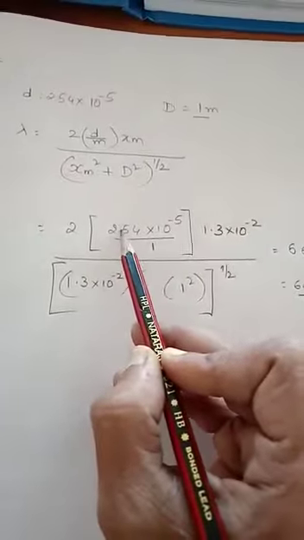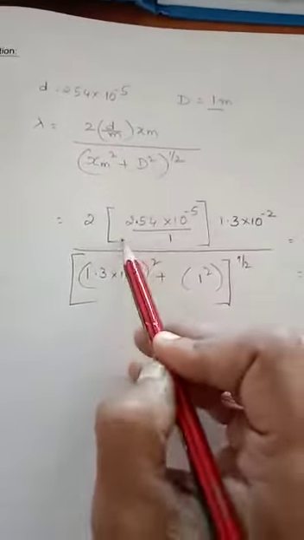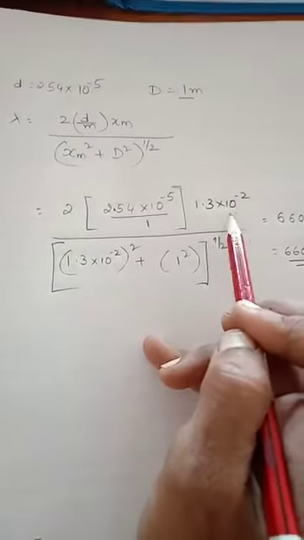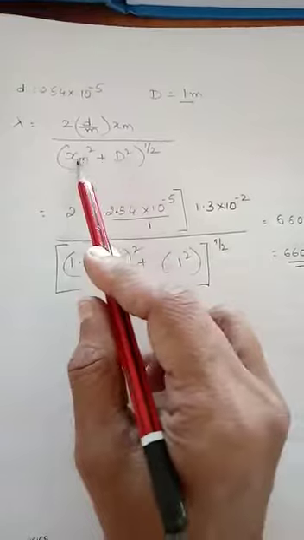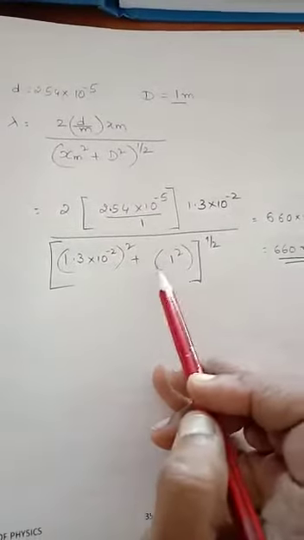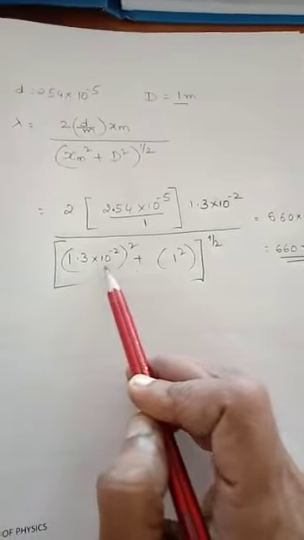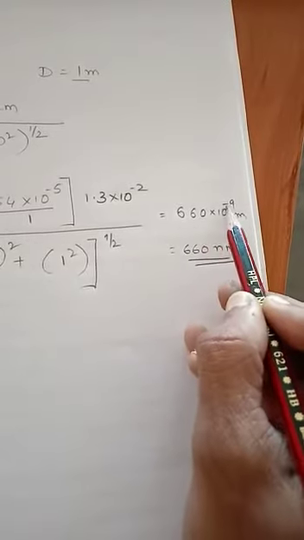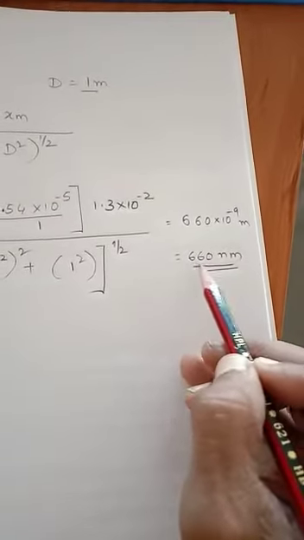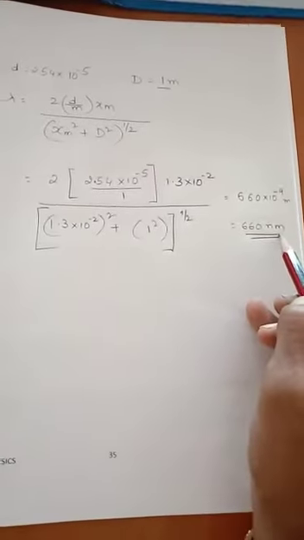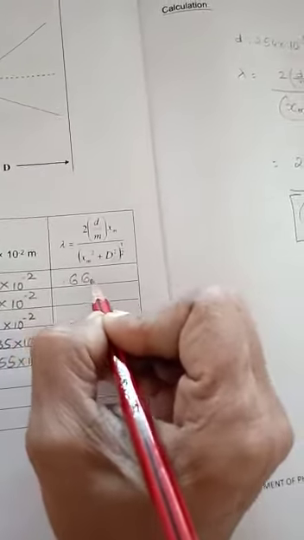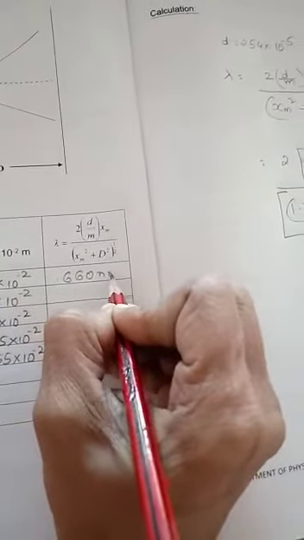Now substitute the values here. The grating constant d, m value is 1 for the first order, and Xm we have got as 1.3 into 10 to the power of minus 2. Substitute the values in the corresponding places, and if you do the calculations, capital D is given here, Xm is given here. Do the calculations, the whole thing will come to 660 into 10 to the power of minus 9 meters. So we can write it as 660 nanometers. This is the answer for the first order. Now write this value here as 660 nanometers.